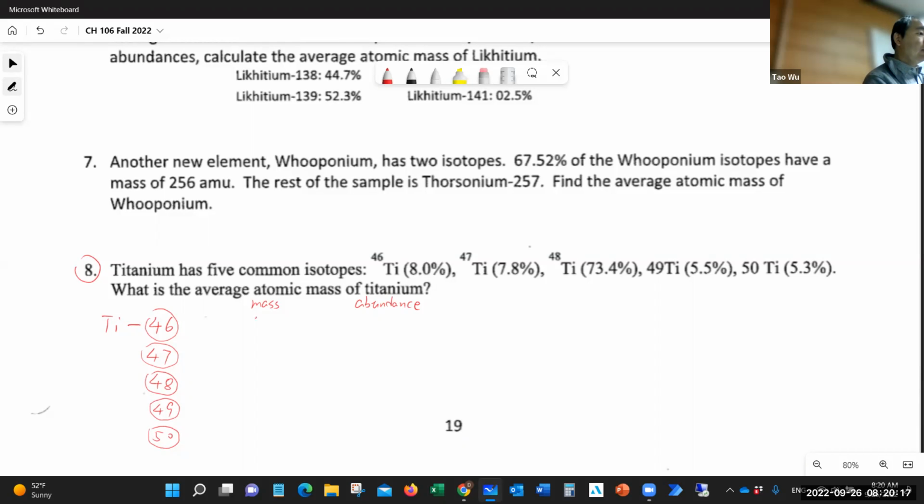So this mass number is just 46 AMU. And this number is 47 AMU, and the 48 AMU, 49 AMU, and the 50 AMU. Okay, so that is the AMU for each of the isotopes' mass. And abundance is already shown there. That is the abundance for each of the isotopes.